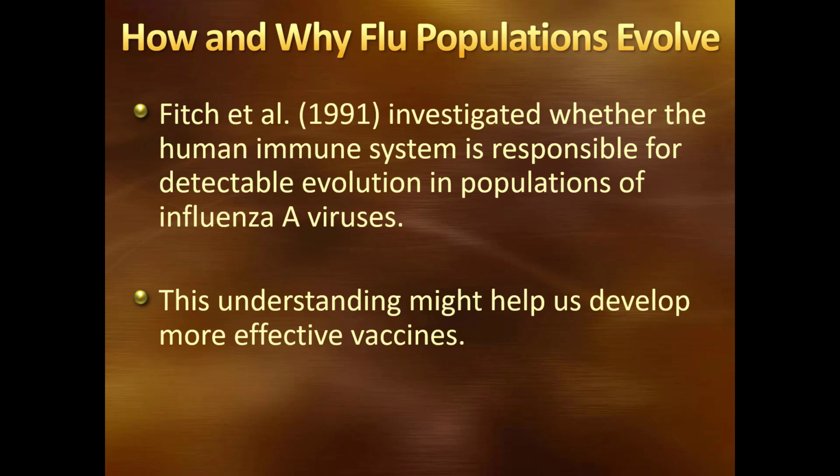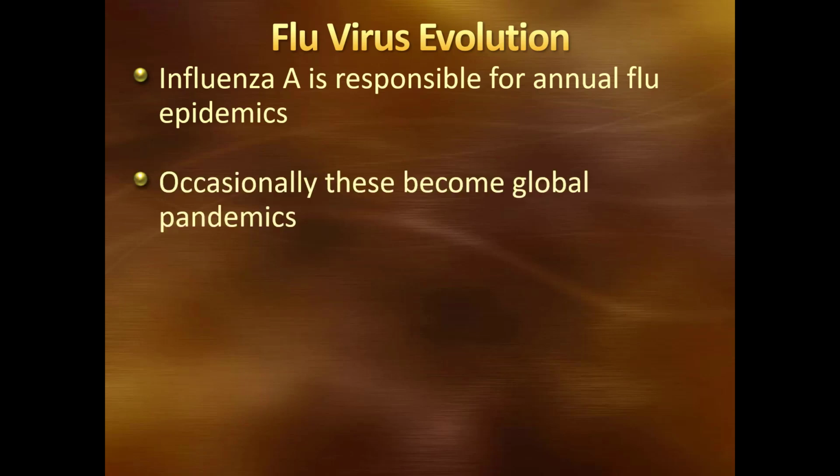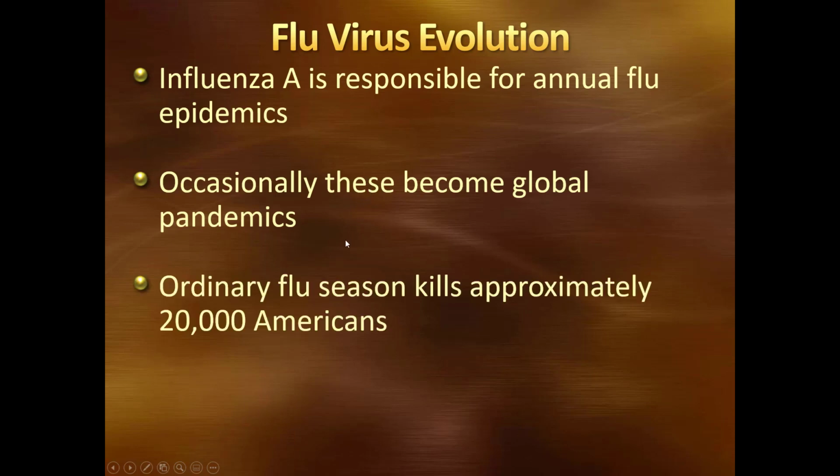The influenza A virus is responsible for annual epidemics. This is the flu shot that we see every year, a vaccination against these new influenza A viruses that evolve. Occasionally, these will become global pandemics. These flu viruses can be deadly. An ordinary flu season kills approximately 20,000 Americans.